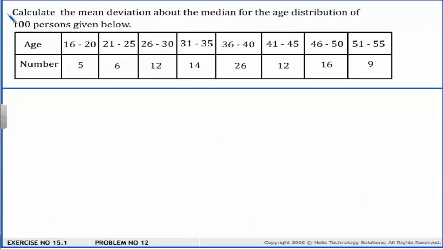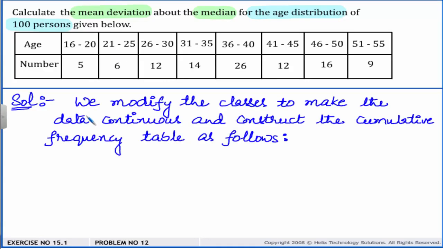In this question, we are given the age distribution of 100 persons. Now, we need to find out the mean deviation about the median. Let's see the solution of this problem, how we shall proceed with this. Now observe the class interval here. Here we have 16 to 20 and 21 to 25, 26 to 30 and so on. That means here the data is not continuous. So we need to modify the classes to make the data continuous and construct the cumulative frequency table as follows.